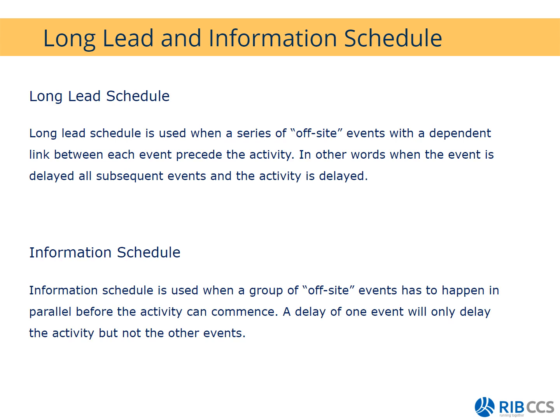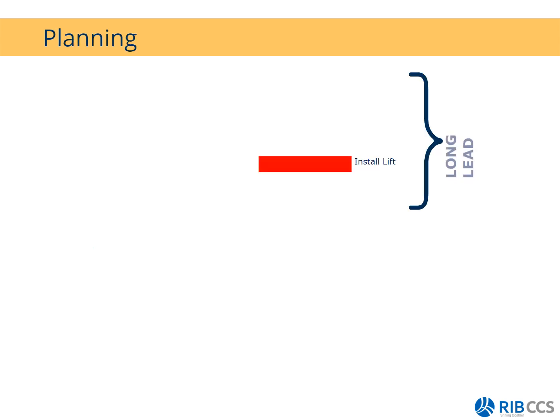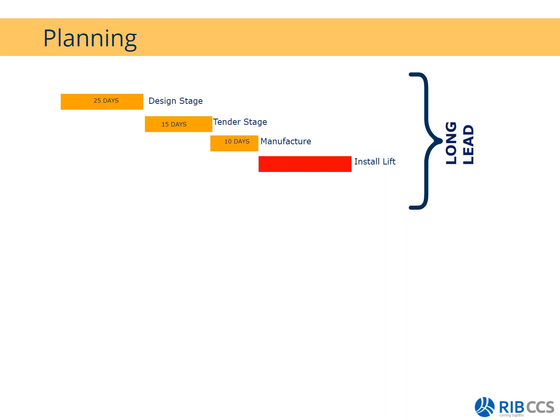Okay, and if we just put this in a graphical example, my actual activity is install the lift. Then I have all these items that still need to happen. You have the design stage, the tender stage, the manufacturing stage with the amount of days running. That means that in series, in total, I have 50 days to prepare in order to have a successful installation of the lift. And that again means that if there's a delay in the design stage, it will affect my tender stage, my manufacturing stage, and ultimately the installation of the lift.